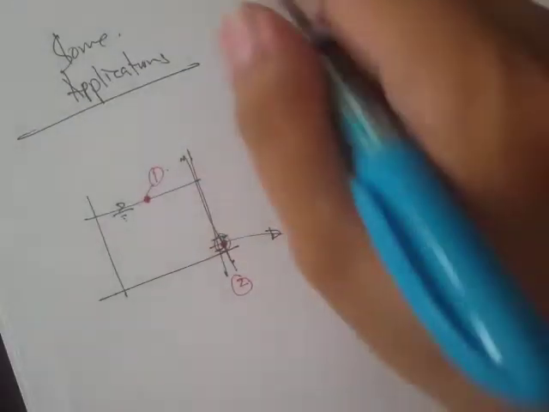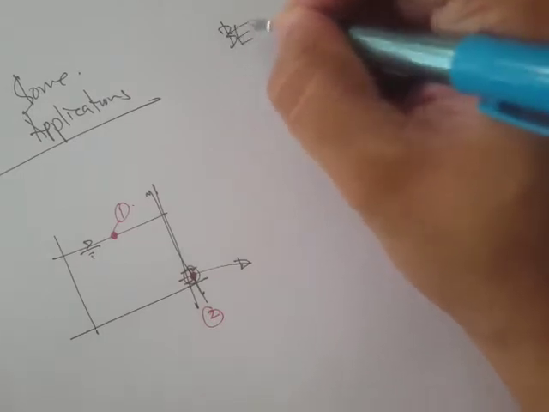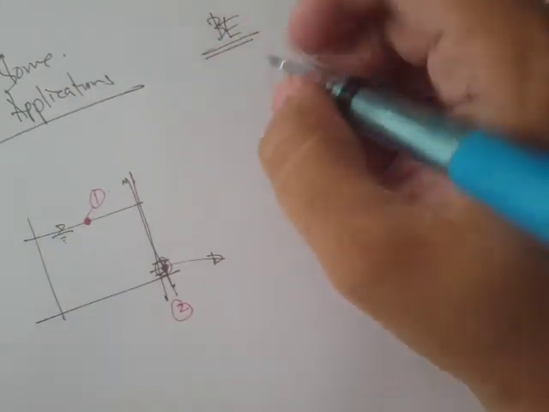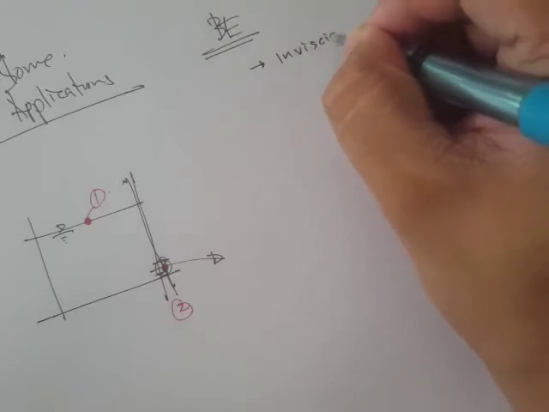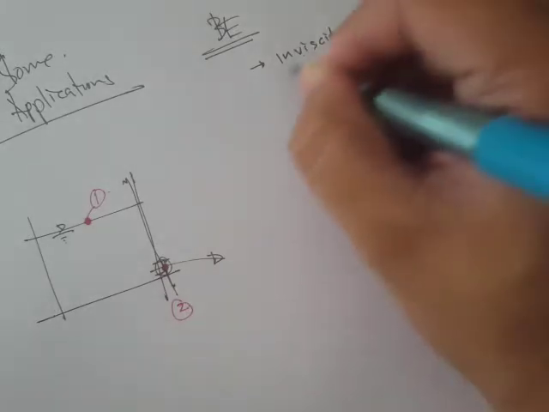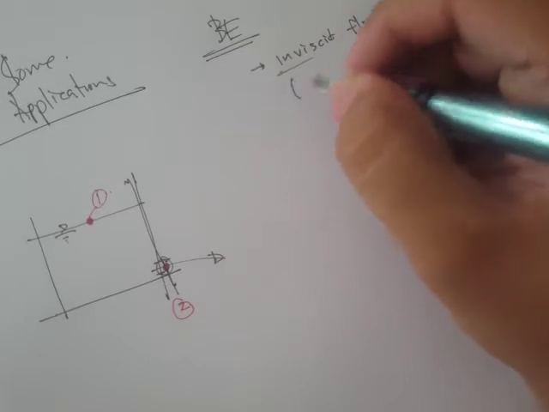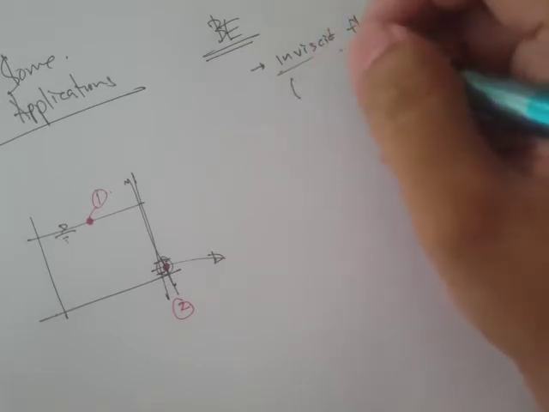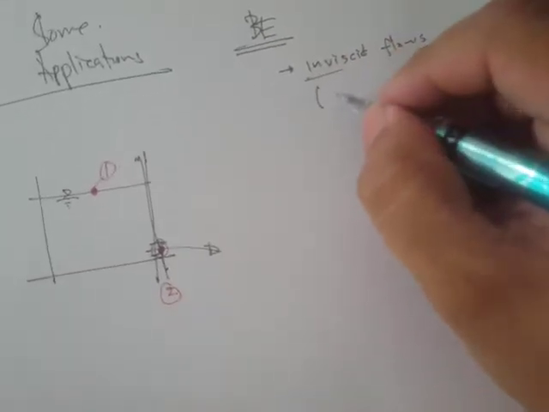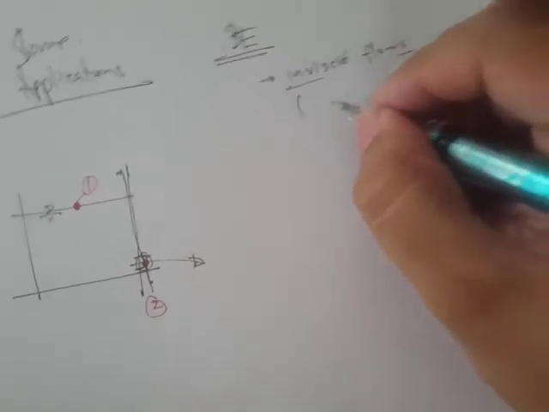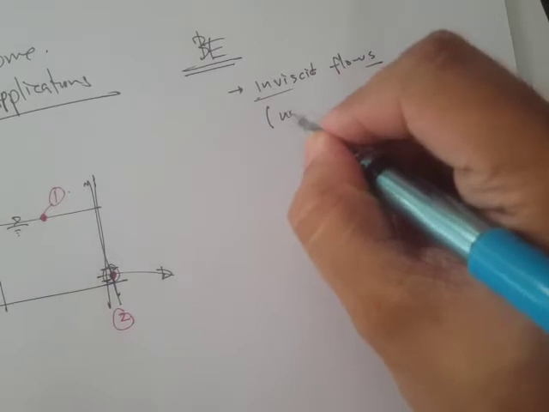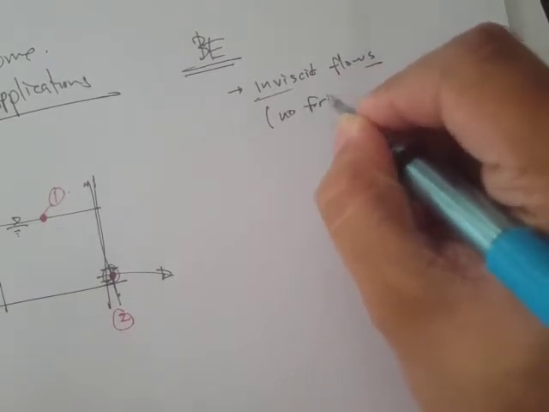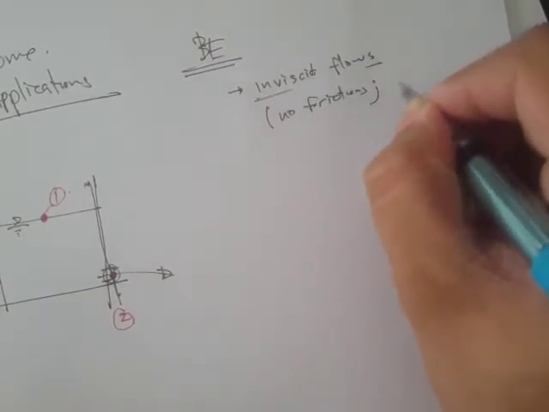Recall, and always remember, that Bernoulli's equation only applies to inviscid flows. That means the fluid is not viscous, or we don't take into consideration the viscous effects or the frictions, so let's just write no frictions, or ideal fluids.